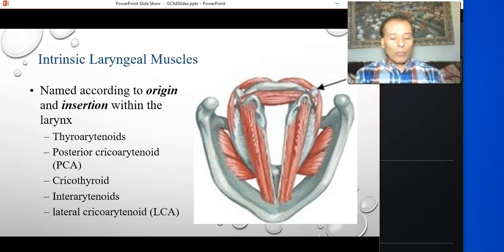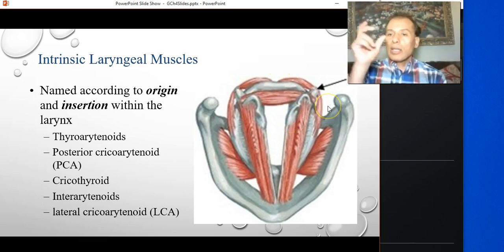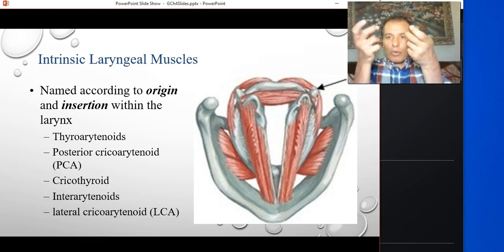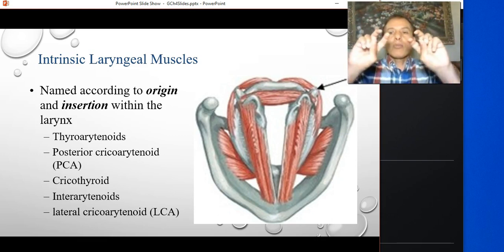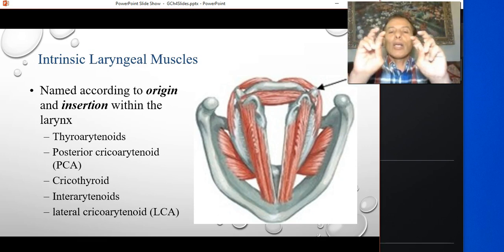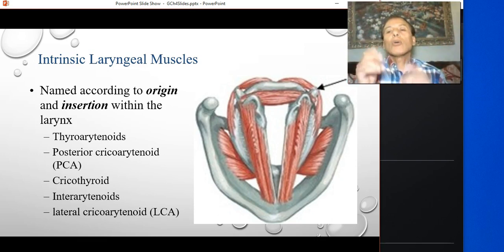So each arytenoid is connected with a vocal fold. And there are muscles that rotate the arytenoid to bring the vocal folds together, to adduct them, and there are muscles that will rotate the arytenoids away to take the vocal folds away from the midline.